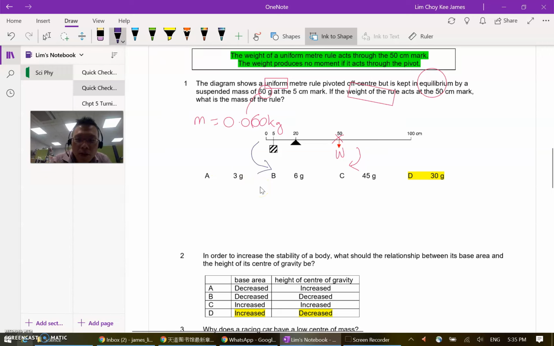Remember the object we are looking out for has a weight. The weight is 0.6 Newton. Remember, weight is mg, so the formula we are using here is weight equals mg. If the mass is 0.06 and g is 10, you substitute these two numbers in and you get 0.6 Newton. So this will be the weight of the 60 gram, which is 0.6 Newton. It will create an anti-clockwise moment. Since they are balanced, the anti-clockwise moment will be equal to the clockwise moment.